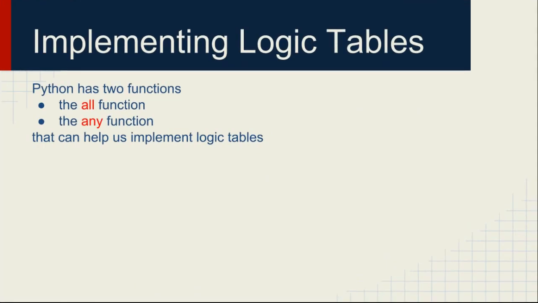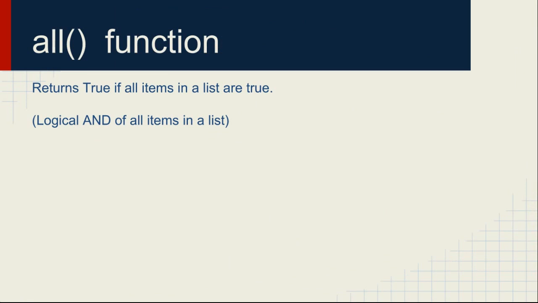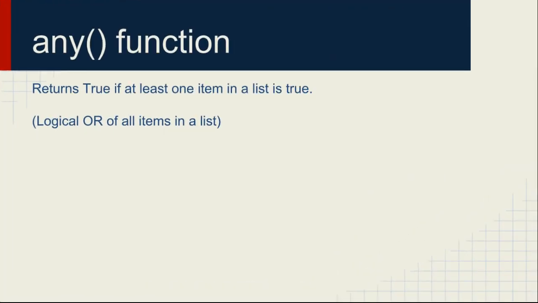Python has two built-in functions that can help us write these types of tables. We have the all function and we have the any function. The all function takes a list of conditions and returns true if all of the conditions in the list are true. So in other words, it performs a logical AND on all of the items in the list. The any function also takes a list of conditions and it returns true if at least one condition is true. So it performs a logical OR on the items in the list.